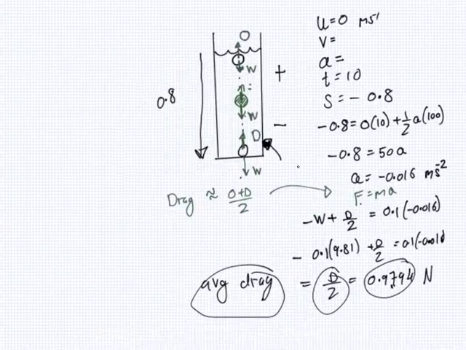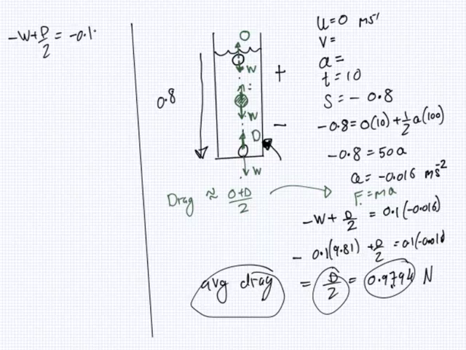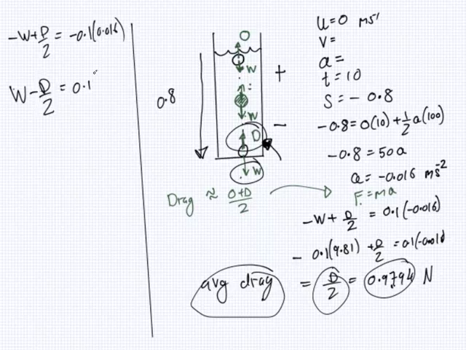Now, just be careful with the signs. I wrote the equation as minus W plus D over 2 equals minus 0.1 times 0.016. But you could have said this force minus this force equals the mass by acceleration. So you could have said W minus D over 2 equals 0.1 times 0.016. You notice that these equations are actually the same. The only difference is you multiply by minus 1. So you can be flexible with the signs.